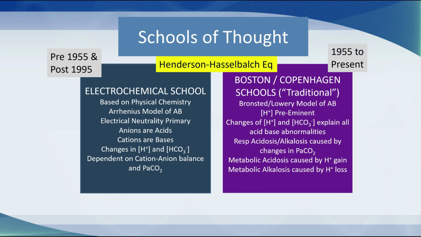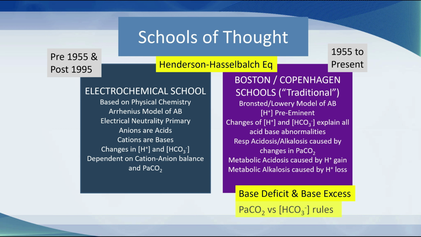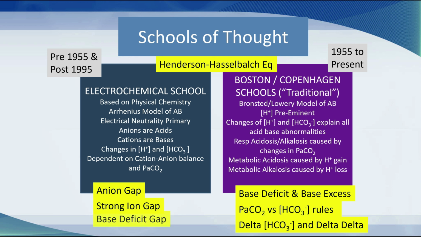They really emerged in 1955, and they've been the dominant school amongst medical students and residents and attendings in medicine for many decades. If you really want to know the difference between the two, essentially the Boston and Copenhagen schools focus on the base deficit or the base excess, or the relationship between the PaCO2 and the bicarbonate. And the electrochemical school is very much based on the difference between the strong anions and the strong cations. So the anion gap, the strong ion gap, or the base deficit gap will be examples of techniques you may use if you're a member of the electrochemical school.